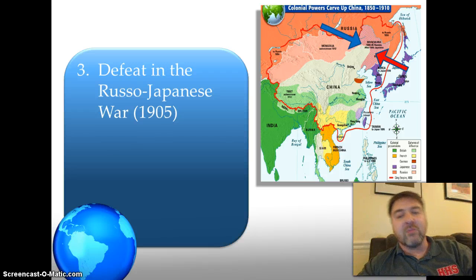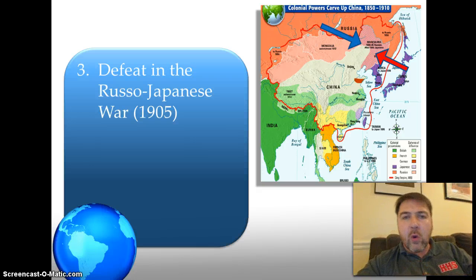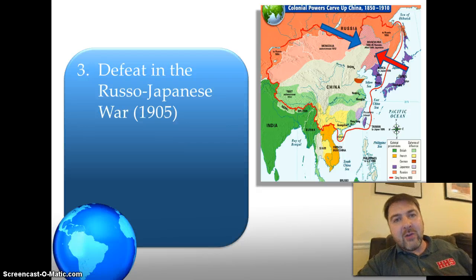Not only was this a smaller country defeating a bigger country, but it was the first time in over 200 years, for the length of time of the Industrial Revolution, that no European country had been defeated by a non-European country. So here's Russia, a big European country, being defeated by a small non-European country. This was very embarrassing for Russia, and again, this was more blame being piled on the shoulders of the Tsar for this loss.